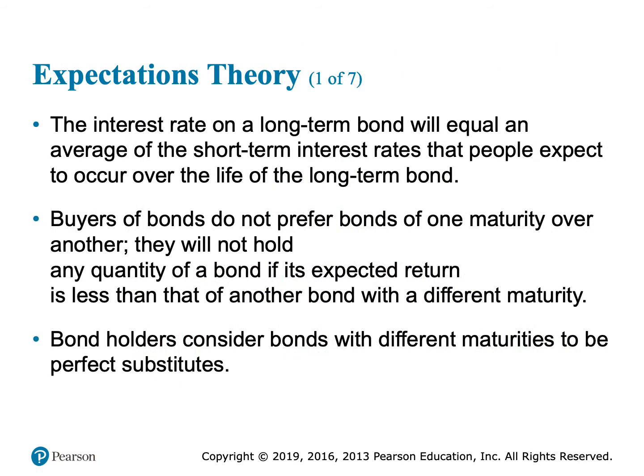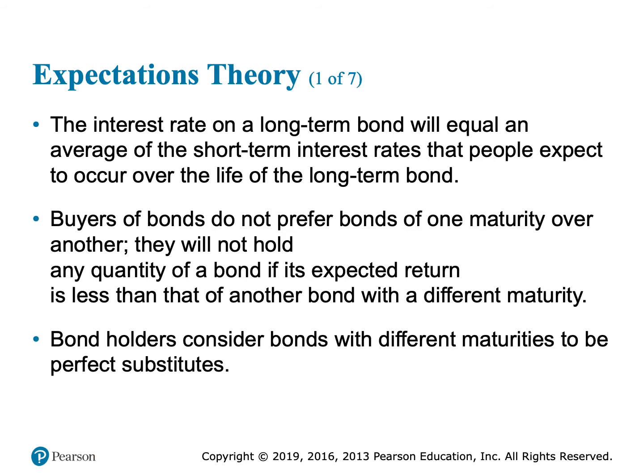Let's take a look at our theories, right? We're going to dive into each of them and take a look at how they might explain our facts regarding yield curves. The first theory that we're going to be looking at is called expectations theory. The idea here is that the interest rate on a long-term bond should equal an average of the short-term interest rates that people expect to occur over the life of the bond.